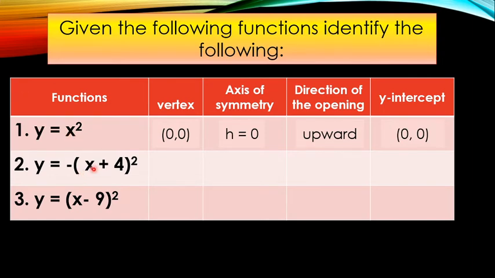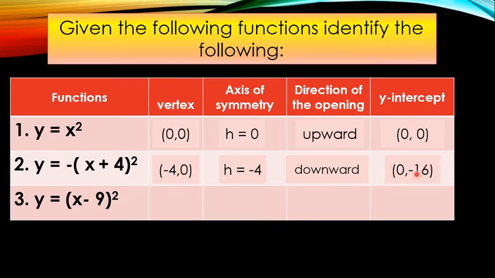How about this one? The vertex here is the value of (h, k). Since k here is equal to 0, we only have negative 4, 0. We have here negative, so you're just going to multiply negative into 4 here. So, we have (negative 4, 0). Then, the axis of symmetry is the value of h. The value of h is negative 4. Since the value of a here is negative, therefore, the direction of the opening is downward. The y-intercept is (0, 16).